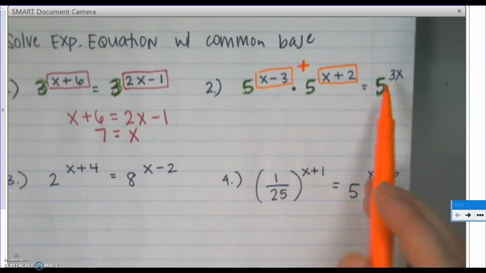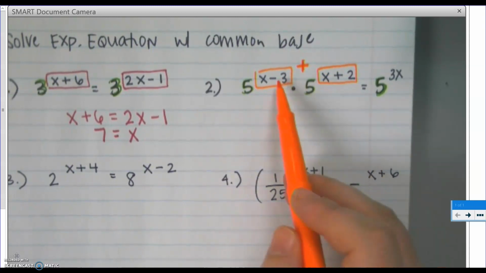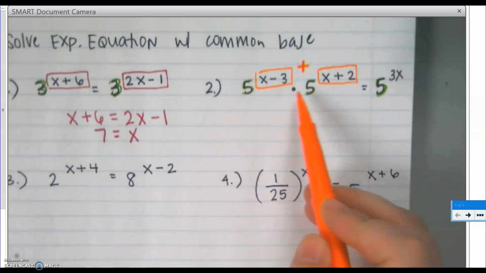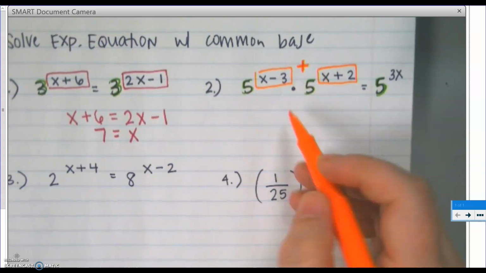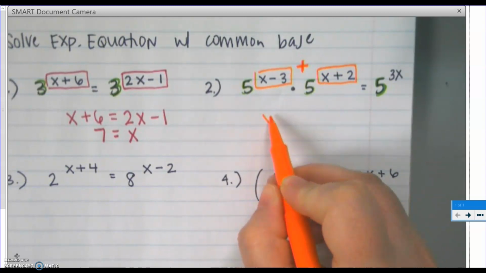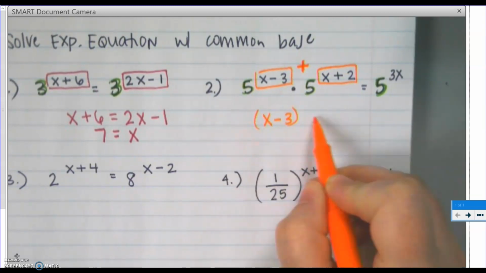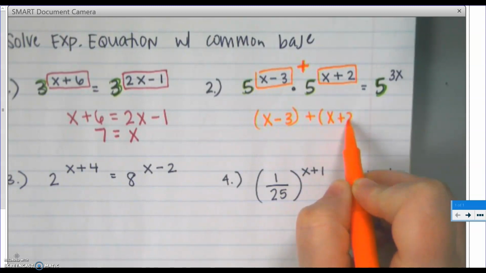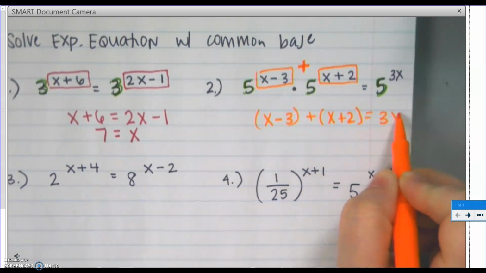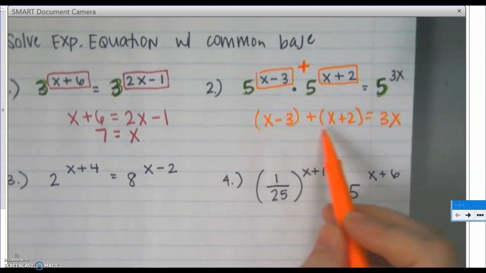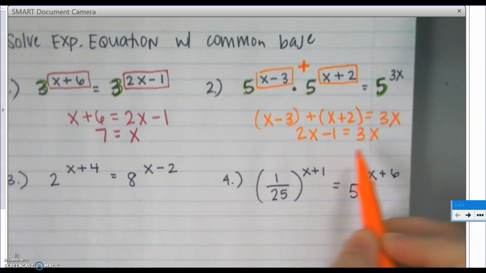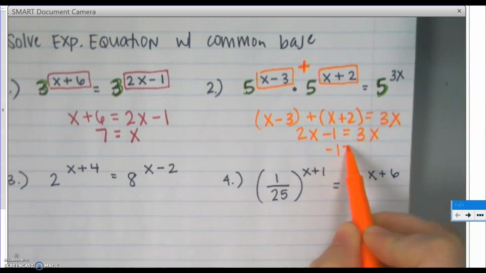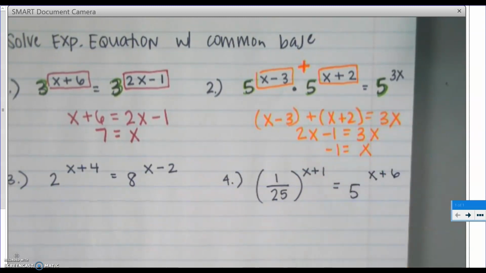So I can set this all up as equal to each other, but because my base is on the left, I'm multiplying the same base. The rule is that you add the exponents together. So this side will be x minus 3 plus x plus 2, and then that equals 3x. So combine like terms. I'm going to subtract 2x. So x is equal to negative 1.